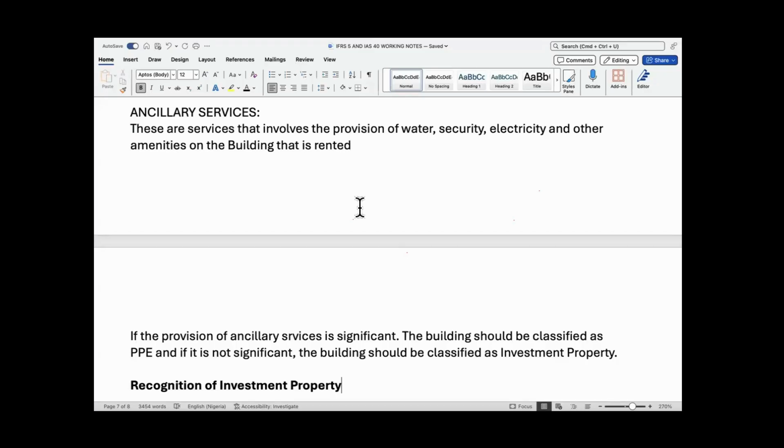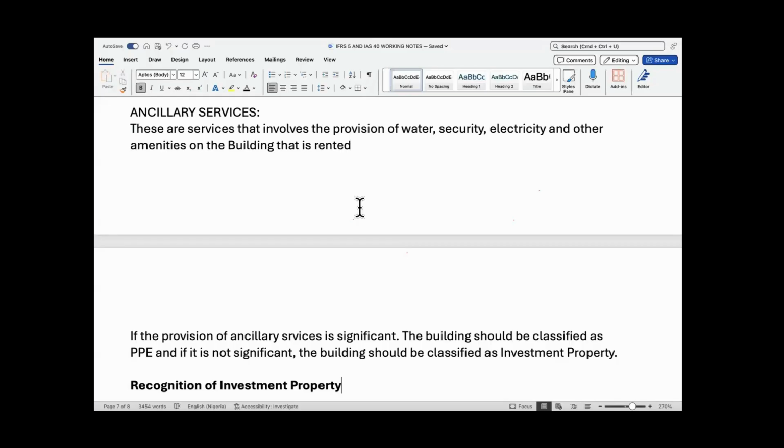But if all you do is just like most landlords, they will just collect rent. You are the one that will provide your electricity. You are the one that will contribute for security. That ancillary service is not significant, so it's still investment property. If you have a building and some people collect money for service charge for a few things, security and all of that, it's still investment property.